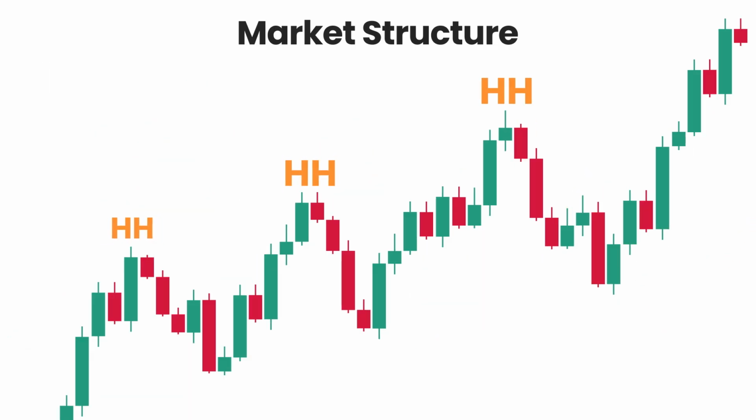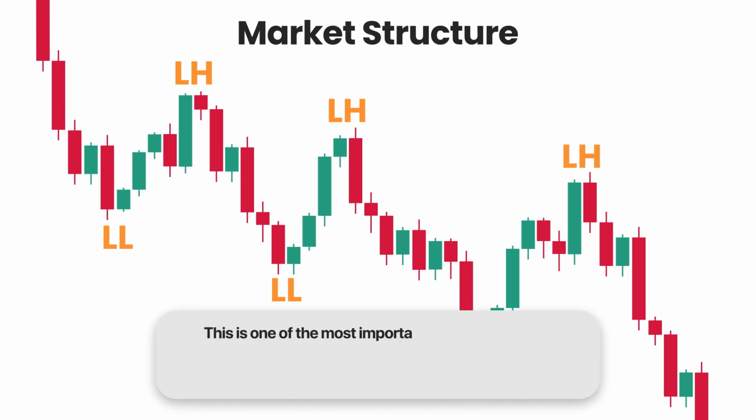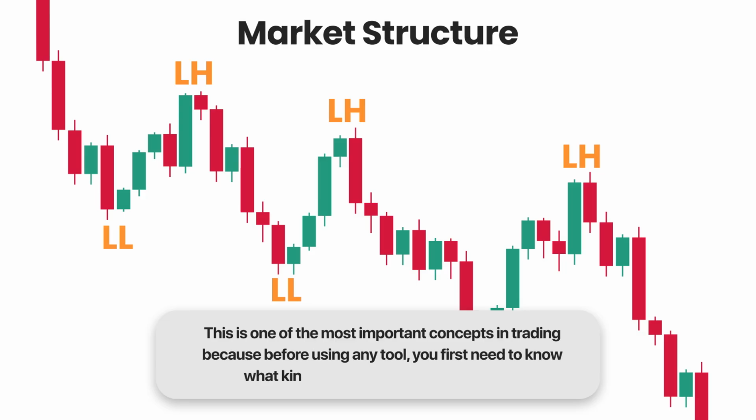When price forms higher highs and higher lows, that is considered an uptrend. When price forms lower highs and lower lows, that is considered a downtrend. This is one of the most important concepts in trading because before using any tool, you first need to know what kind of market you are dealing with.